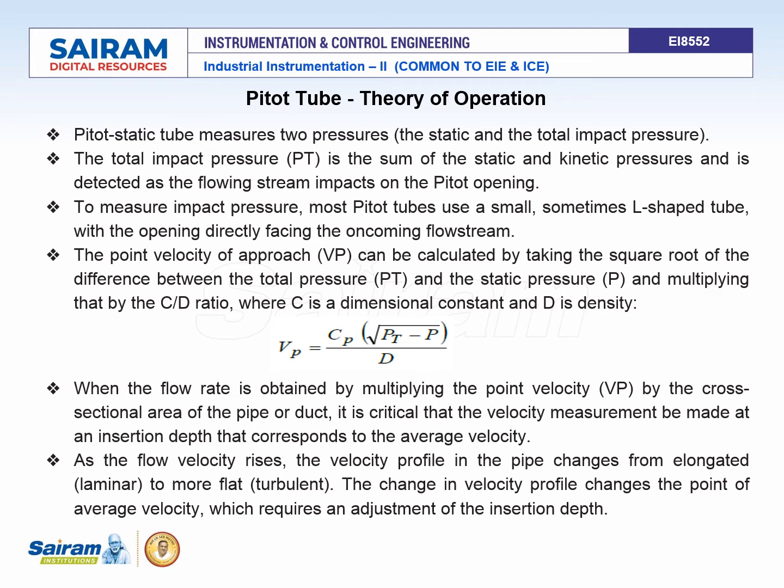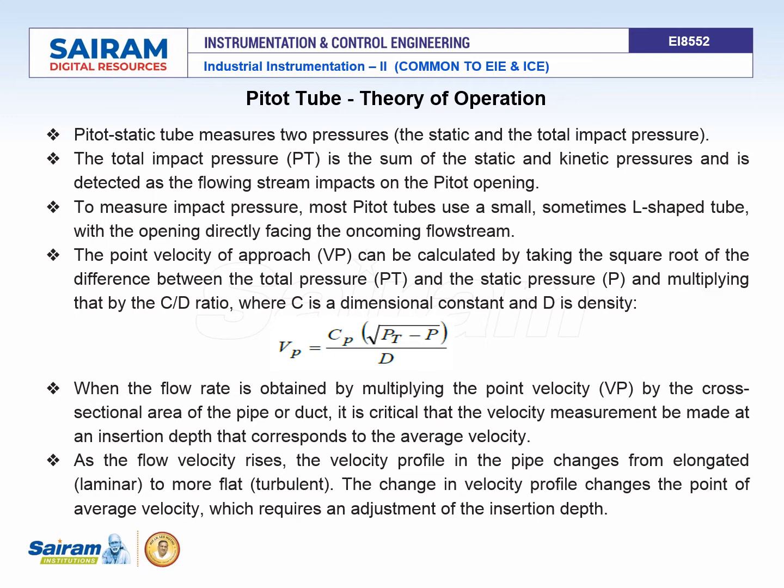To measure the impact pressure, pitot tubes use a small, sometimes L-shaped tube with the opening directly facing the oncoming flow stream. The velocity at the point of approach can be calculated using the below equation. When the flow rate is obtained by multiplying the velocity by the cross-sectional area of the pipe, it is critical that the velocity be measured at the insertion depth that corresponds to the average velocity.